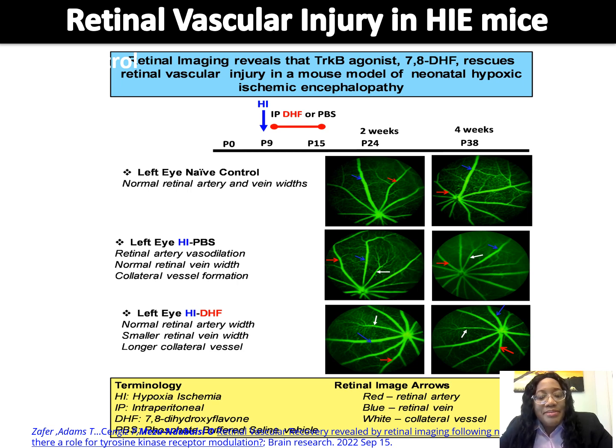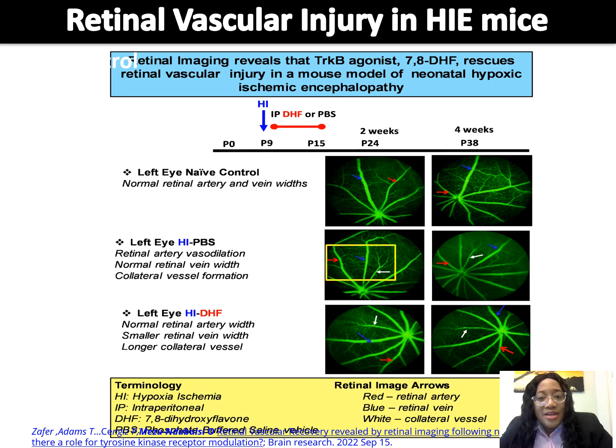Black 6 mice at P9 received unilateral left carotid artery ligation followed by hypoxia exposure to induce HIE. Using fluorescein angiography, we found that the naive control eyes raised in room air had normal caliber vessels. The arrows show veins in blue, arteries in red, and collateral vessels in white.